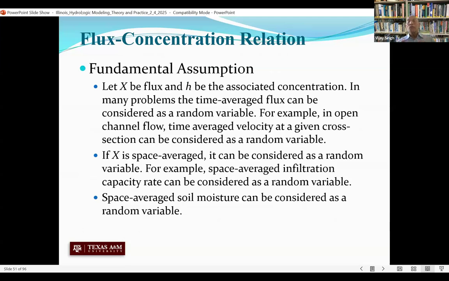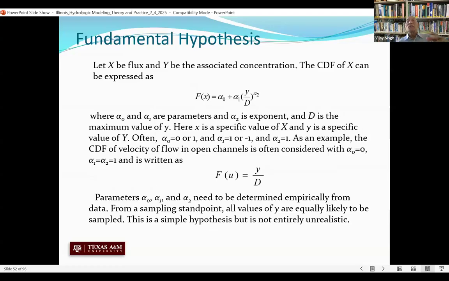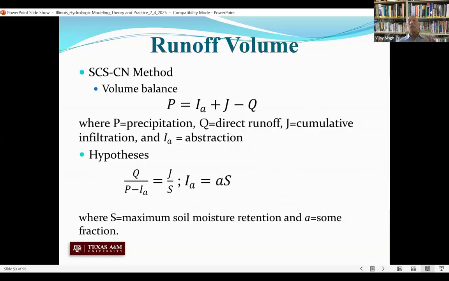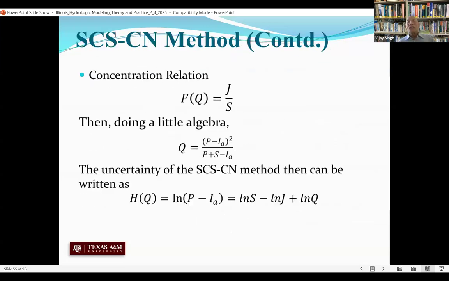But if you want to derive the physical relation, then we need to specify a fundamental relation between flux and concentration. Only then can we move from the probability domain to the real domain. These are the flux-concentration relations which I have used, which are quite generalized. Now, for example, you want to derive the SCS-CN method using the entropy method. The SCS-CN method, as I said, rests on the volume balance and the proportionality hypothesis. You do a little bit of algebra and you find, in a few steps, exactly the same SCS method.